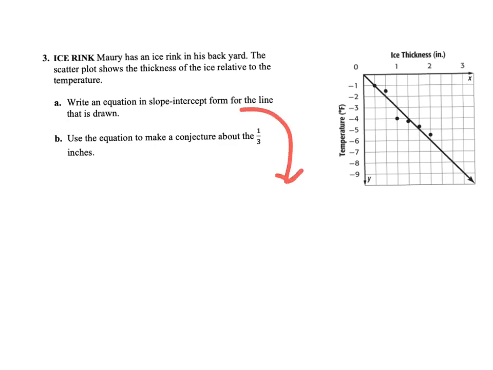Now we're going to write an equation in slope-intercept form for the line that is drawn so that we can make predictions about the temperature of our ice when the ice is 1/3 of an inch. So without further ado, let's begin. To write an equation of a line in slope-intercept form, we need to remember the formula. Y equals my slope times x plus where I begin.